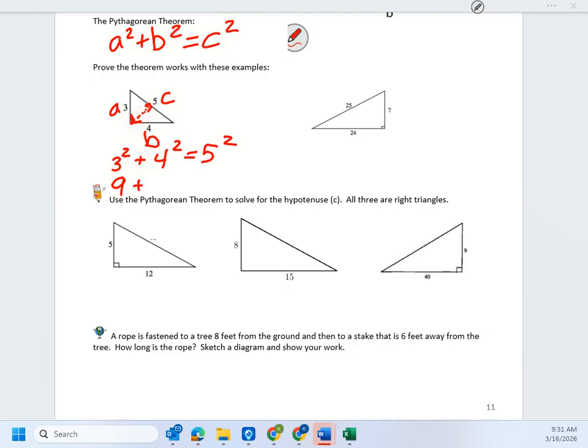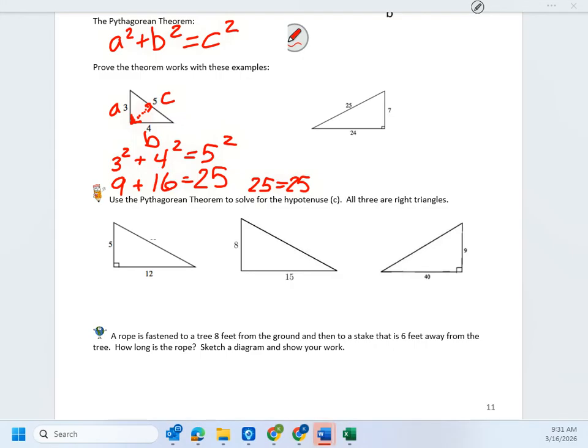What is 4 squared? Jackson? 16. What is 5 squared? Presley? 25. So now we're going to go back and see if these really do balance out. What is 9 plus 16? 25. So 25 equals 25. Let's do it with some different numbers. Let's look at our next triangle.